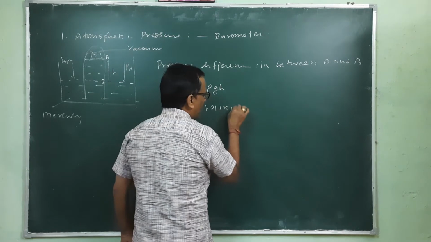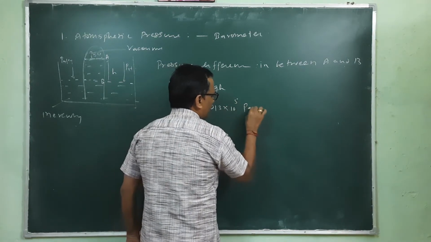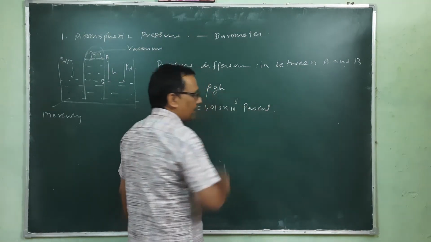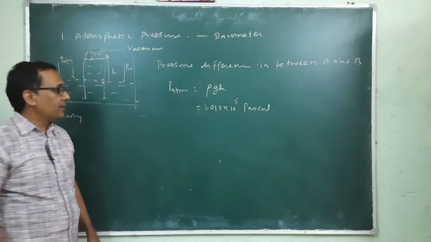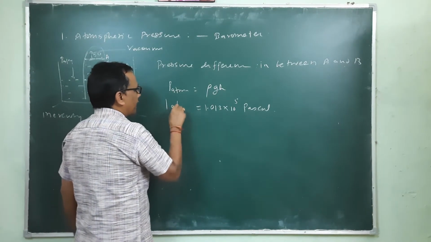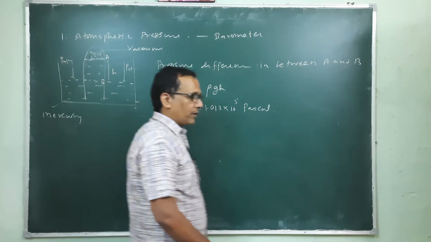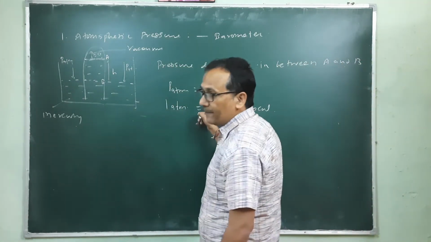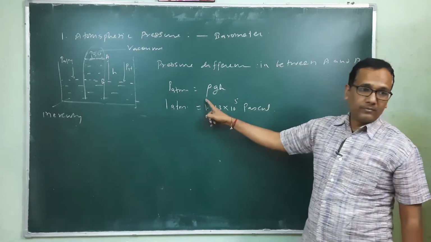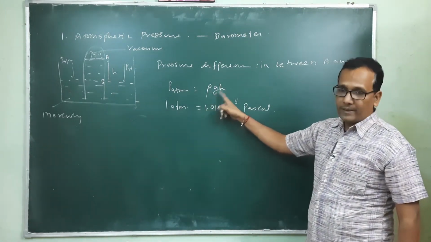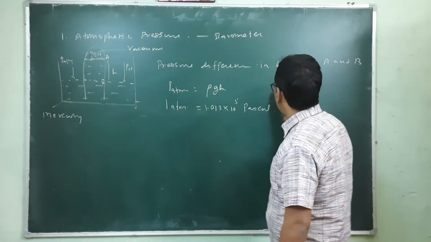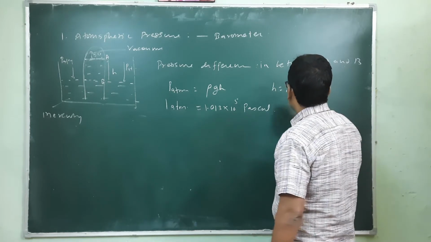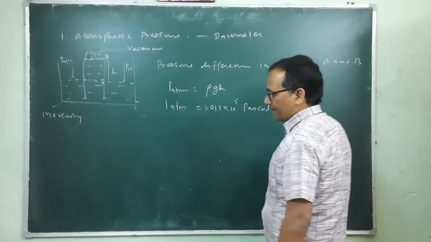We have calculated this to be 1.01315 into 10 to the power 5 Pascal. So this is the unit of atmospheric pressure. One atmospheric pressure is approximately 1 into 10 to the power 5 Pascal. We have calculated it by using the density of mercury, g, and this h. Here h is just a standard value, that is, h is 76 centimeter.